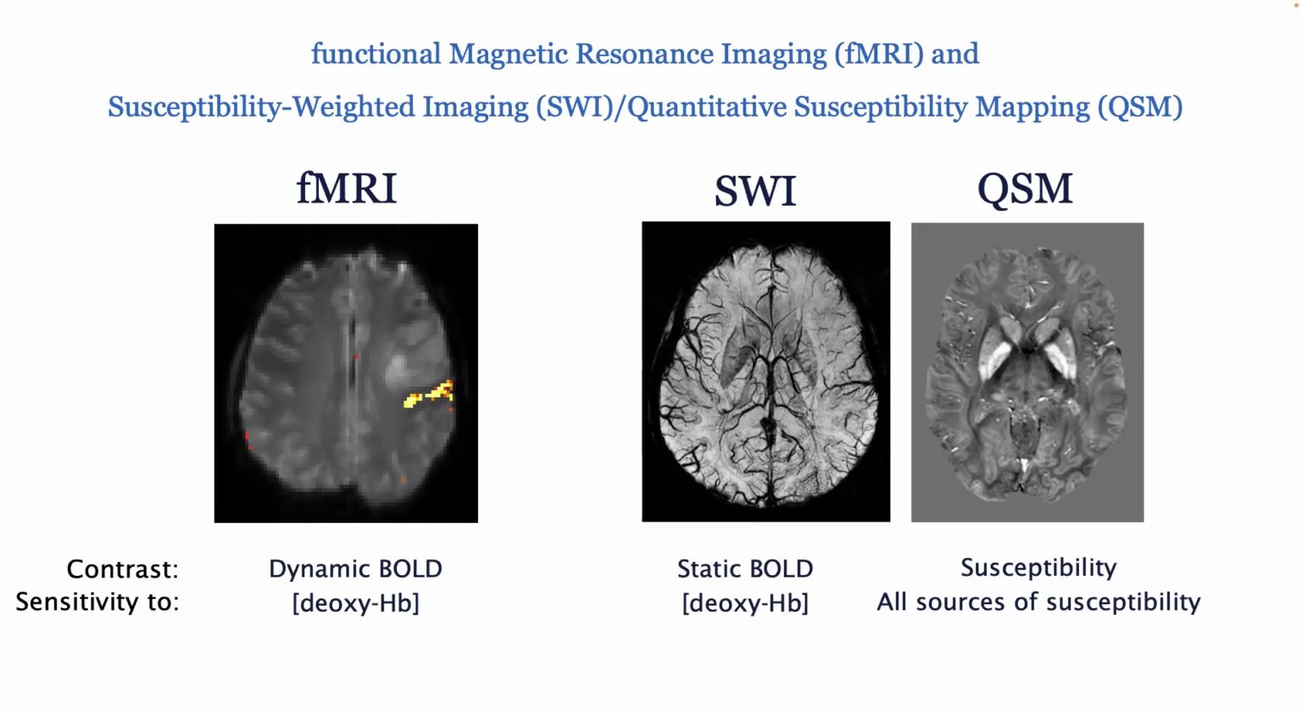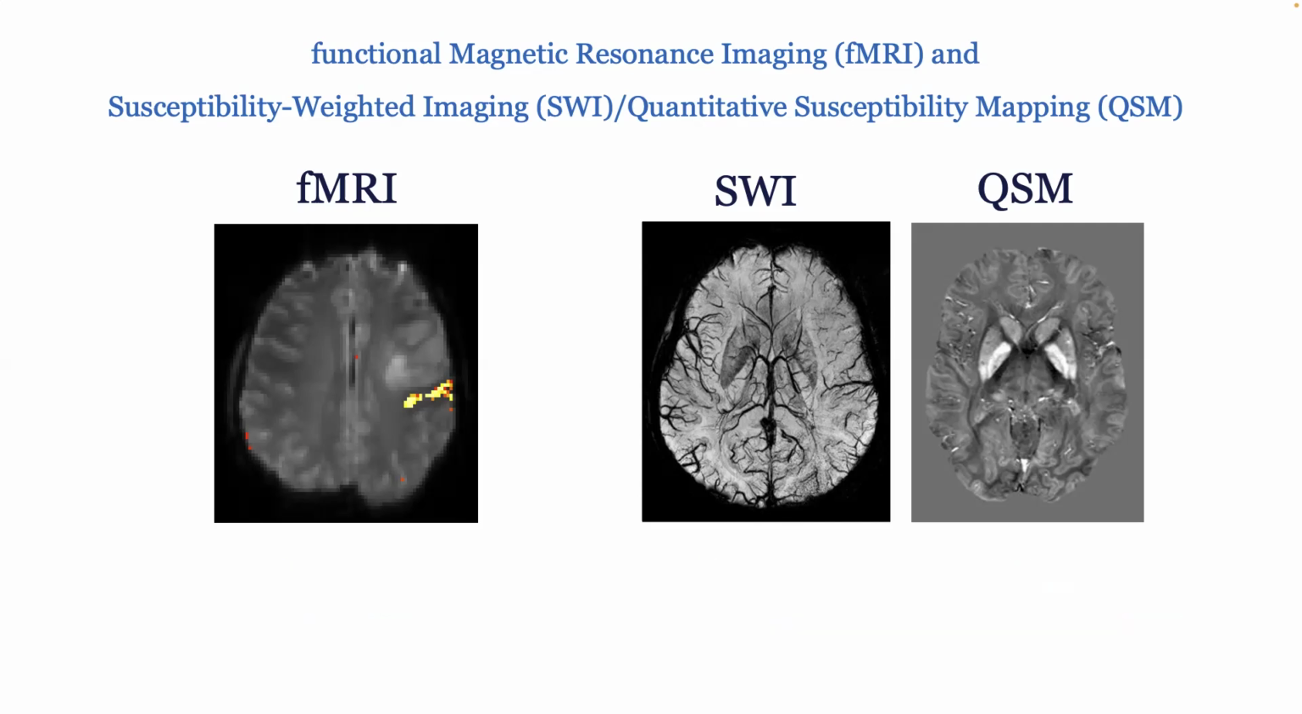But of course, we're looking at the dynamic BOLD effect in fMRI, which is obviously related primarily to the concentration of deoxygenated hemoglobin. And in SWI, we're looking at the static BOLD effect. So we're looking at the spatial variations that arise in the signal from the concentration of deoxygenated hemoglobin. And in QSM, we're looking at susceptibility and actually all sources of susceptibility, so not just deoxygenated hemoglobin, but also other sources of iron, also myelin and calcium and anything with susceptibility variations. So some sorts of commonality there.